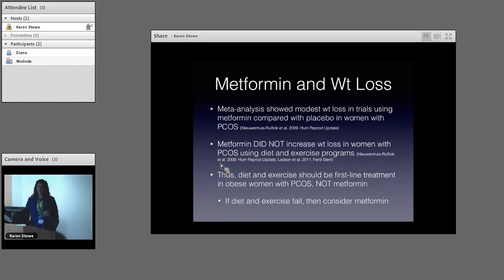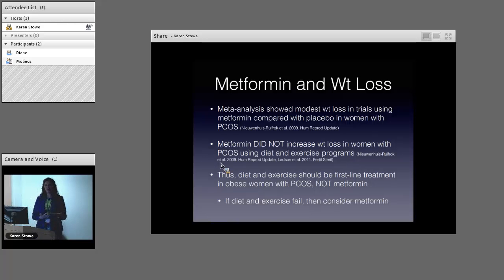There might be a modest weight loss with metformin in women with PCOS, but it's not usually going to have the effect that's desired when they start the metformin. That data just emphasized that meta-analyses do show a modest weight loss in women using metformin compared to placebo, but it did not increase weight loss in women who were using diet and exercise programs. So really the first line should be diet and exercise.